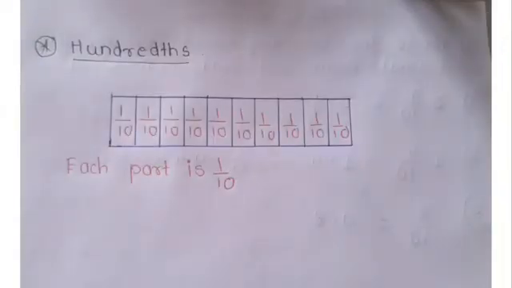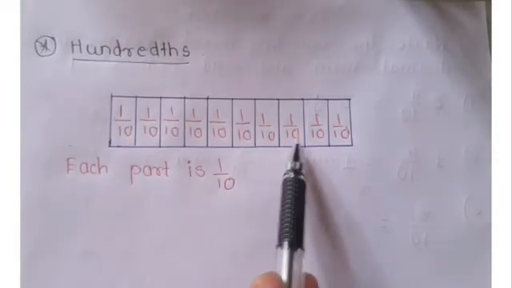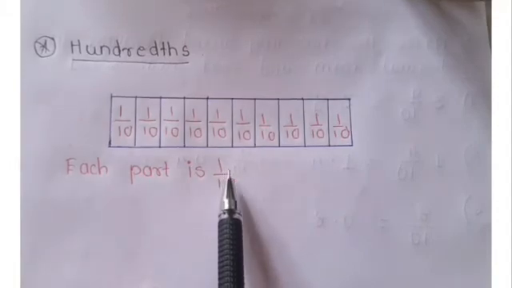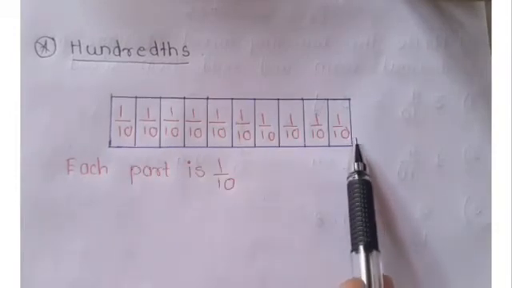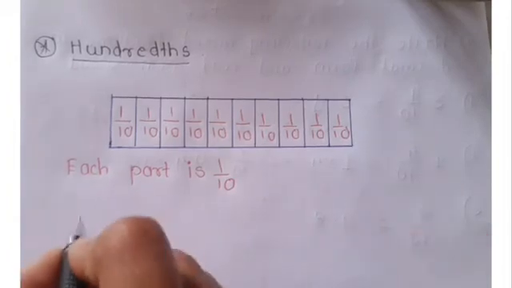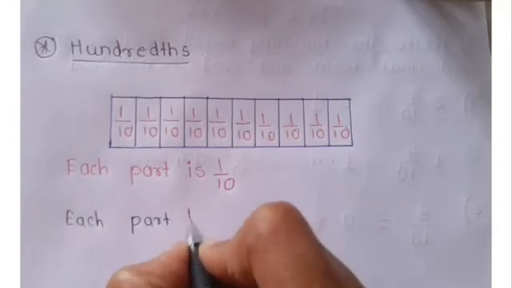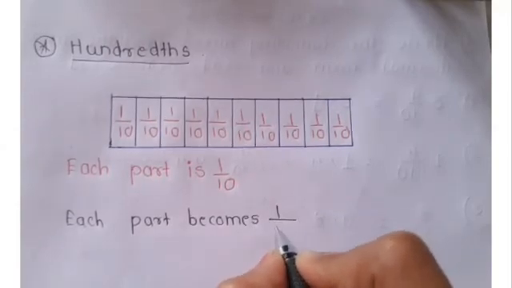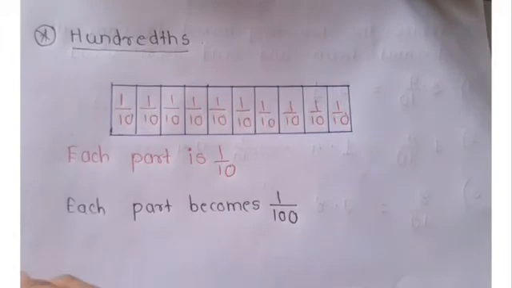We have seen how to divide by 10. Now let's see if it is a part of hundreds. Each part is 1 upon 10. Each part is divided into 10 parts. Each part becomes 1 upon 100. 1 upon 10 into 10 means 1 upon 100.